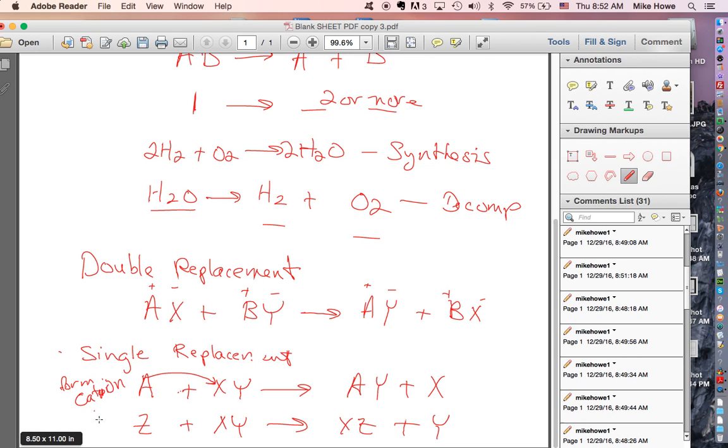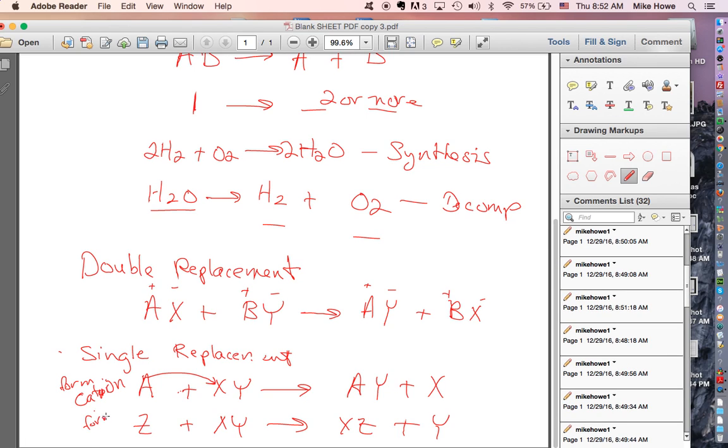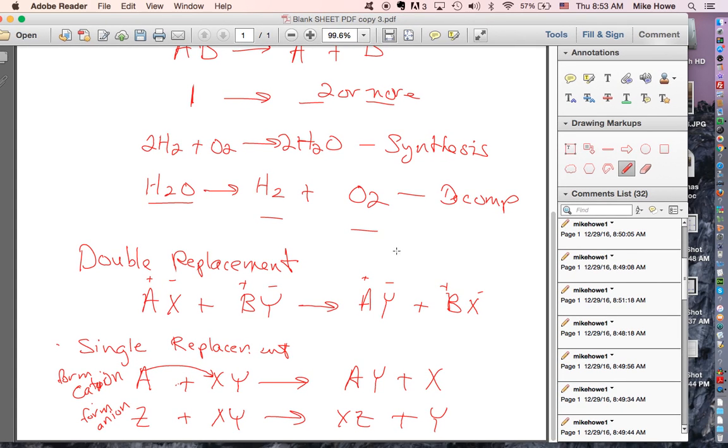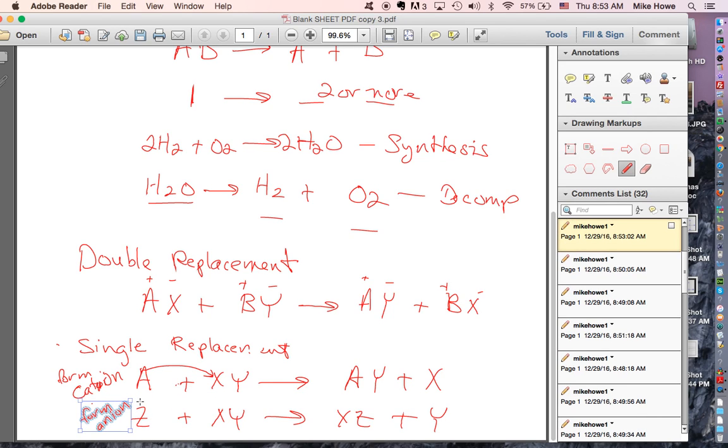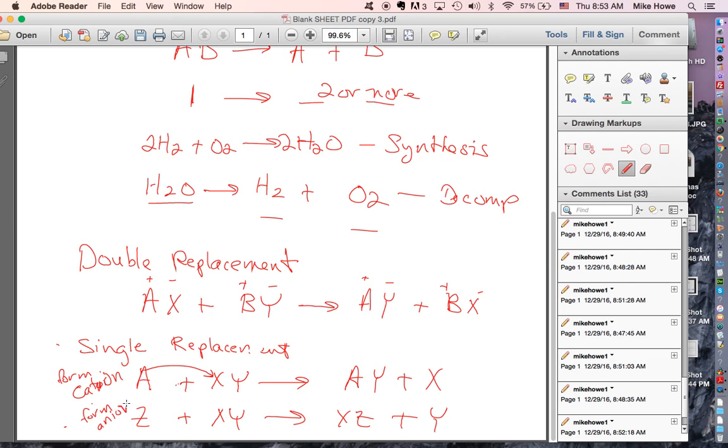But if this first element would form an anion, so if Z would form an anion, a negative ion, what kind of elements form negative ions? That'd be just nonmetals, right? Okay, so if the negative ion, the nonmetal, is reacting with a compound, the nonmetal ion, the anion, would replace Y.